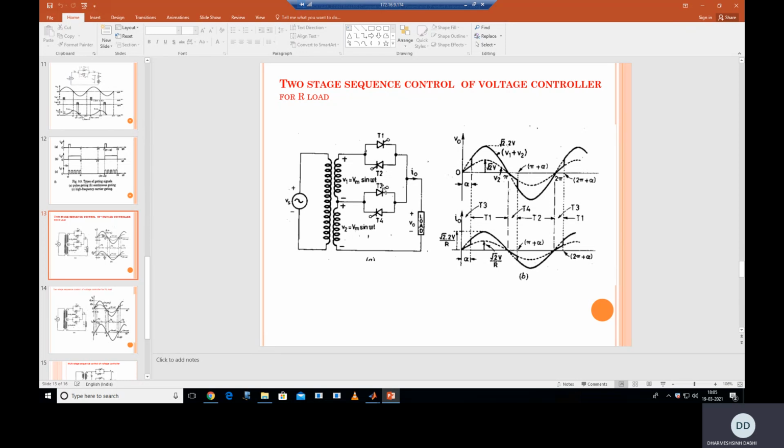Again the sequence is repeated at 2 pi angle. Again you fire the thyristor T3, so that follows the Vm sin omega t. And then at 2 pi plus alpha, when you fire the T1, T3 will turn off and that follows the 2 Vm sin omega t.